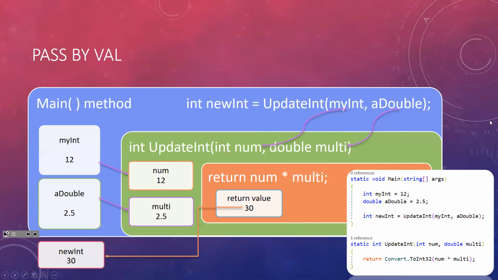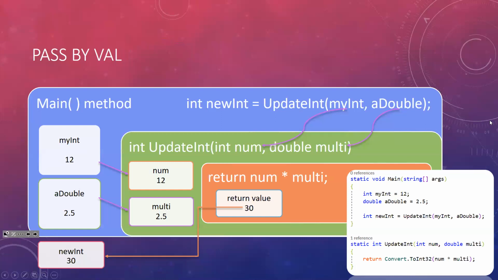That's because these values are being passed by value. That means that when the runtime system goes to execute our update int method, it says, oh, here's this main method passing an argument with a value of 12. I'm going to copy that value into this update int's memory so that it has its own copy of that number 12. And then for a double, again, I'm going to copy that value. So now these values are really held within memory 2 times, right?